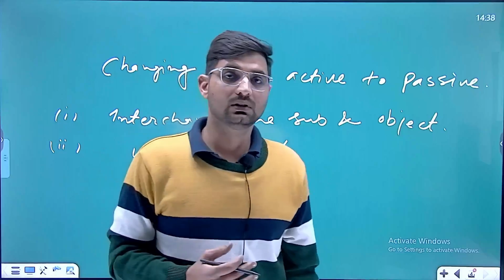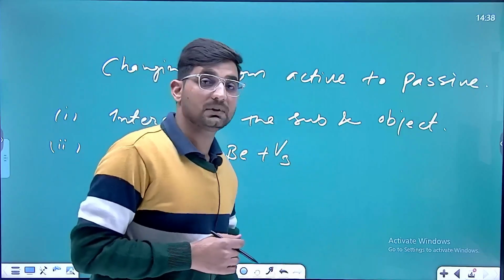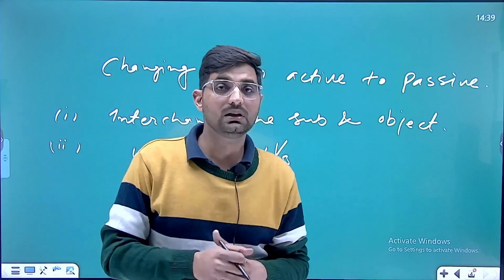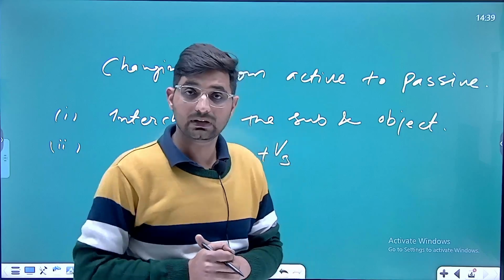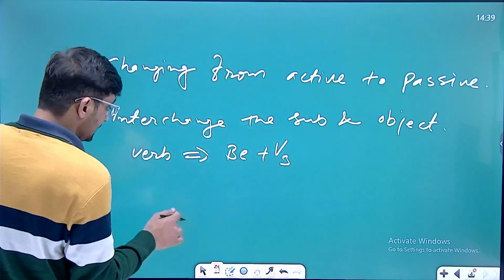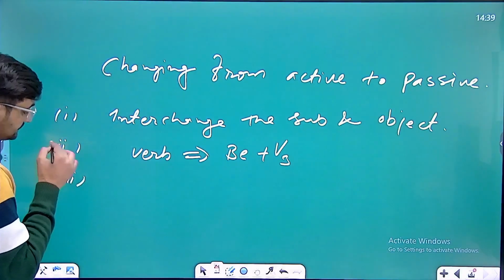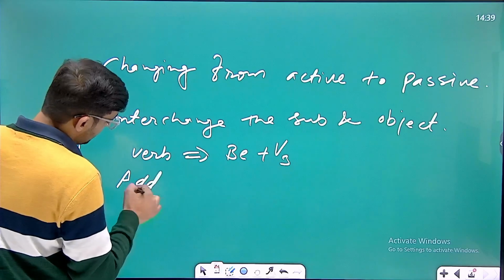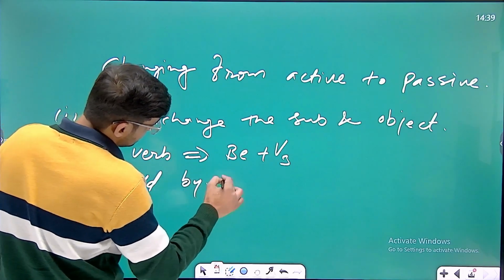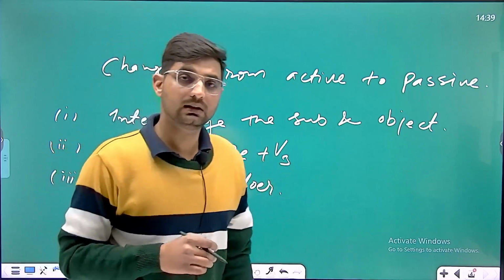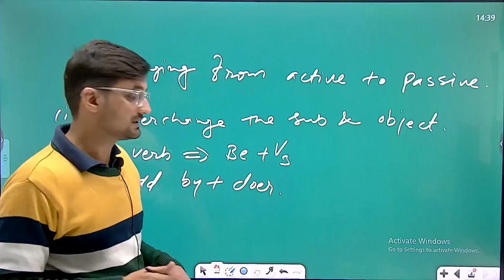Okay, be I have told already to you in the previous one. Like be means maybe first form is am, is, are, maybe second form was, were, or maybe ing form being, or maybe third form been. Clear? So the second thing is change verb into be plus V3, and last but not the least is add by plus doer. Okay, doer of the action. Clear? At the end of the sentence, but it's optional.